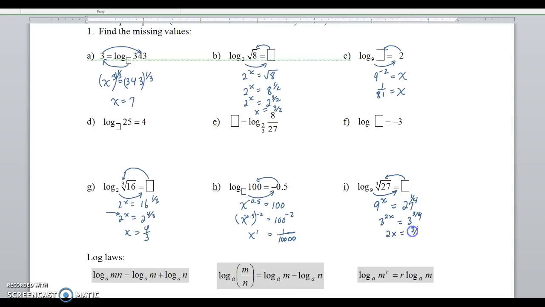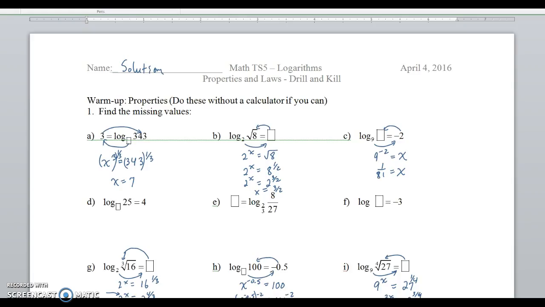2x equals 3/4. And we solve that by dividing both sides by 2. X equals 3/8. Just remember that when you divide 3/4 by 2, it's the same thing as multiplying by a half.